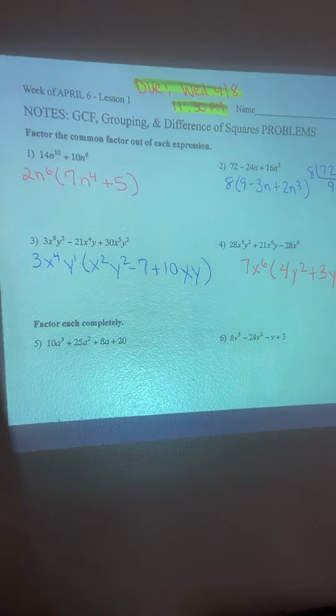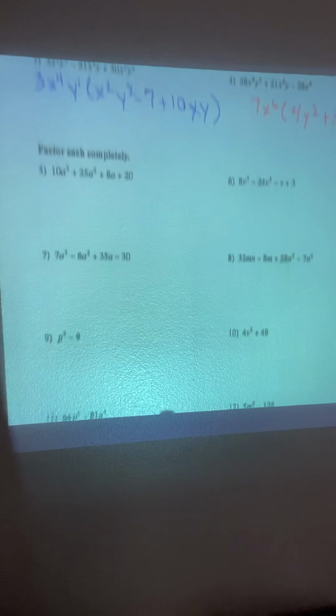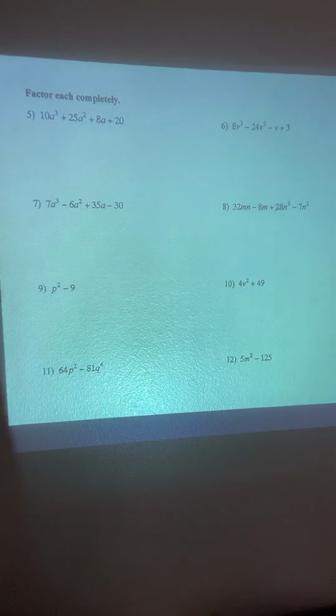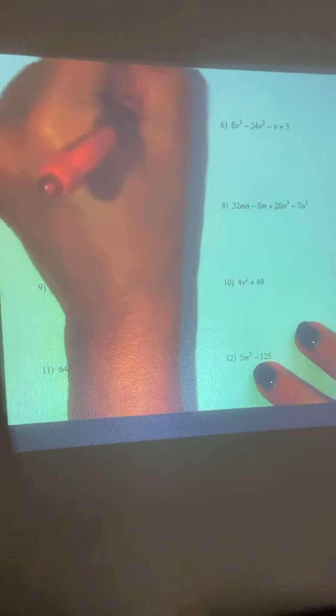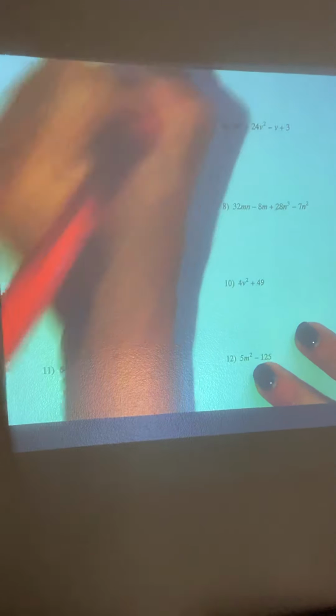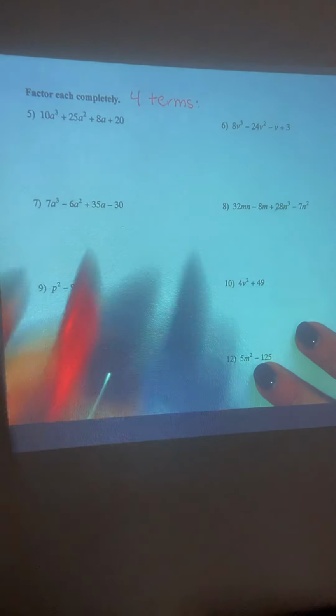The next 4 problems are factoring by grouping. With grouping, you need 4 terms. Okay?